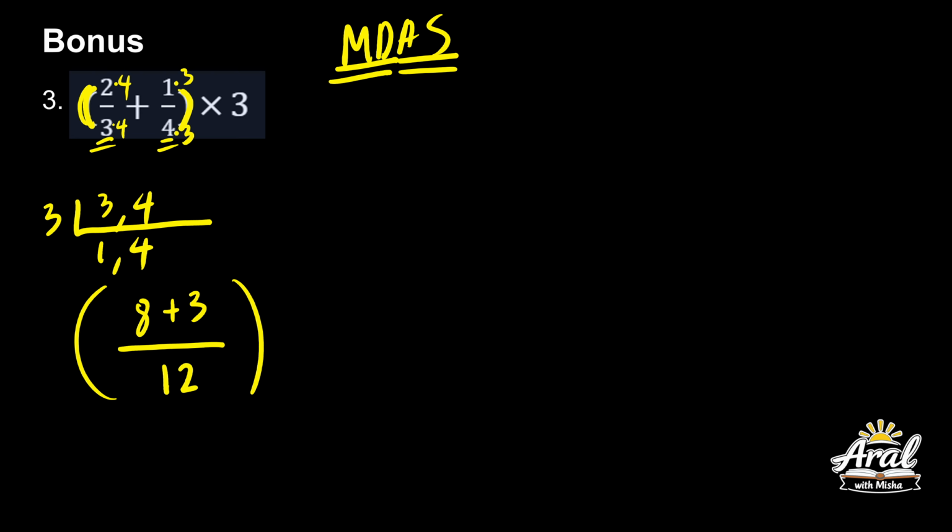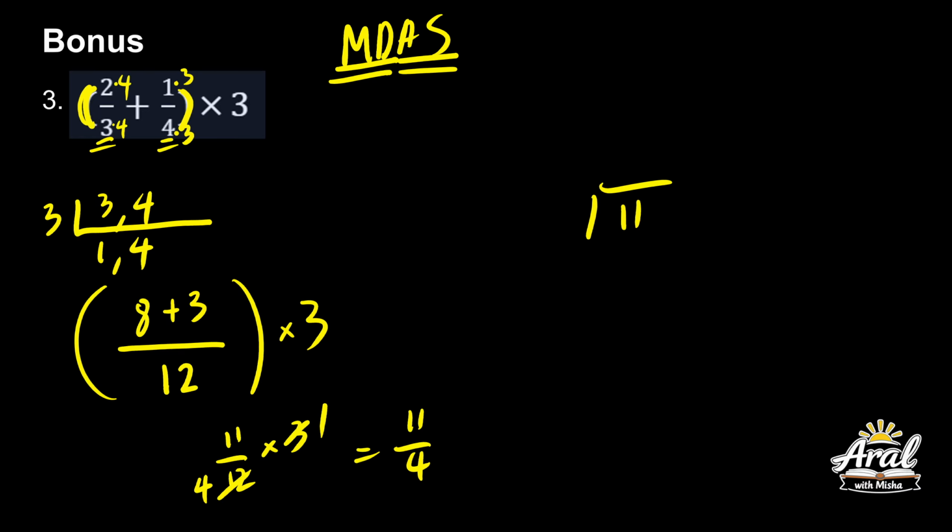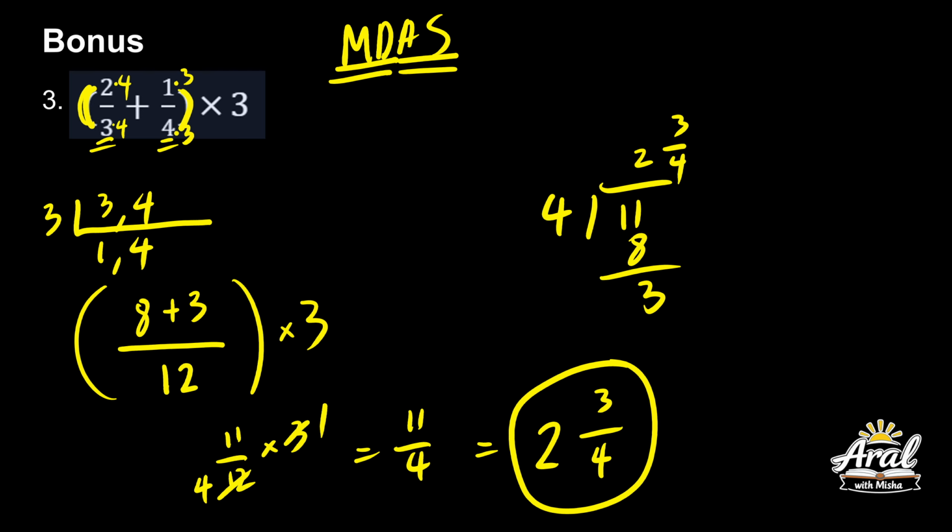Yan yung sa loob. Then, times 3. 8 plus 3 is 11. 11 over 12 times 3. Simplify. 3 divided by 3 is 1. 12 divided by 3 is 4. So, ang sagot dyan is 11 over 4. But you need to get it like mixed number kasi improper yan. So, 2 and 3/4. So, this is your final answer. Alright?